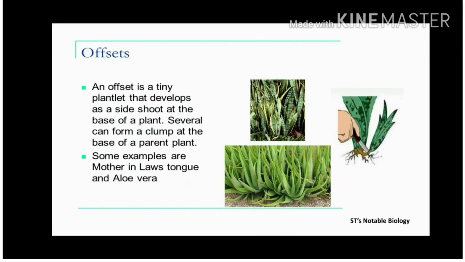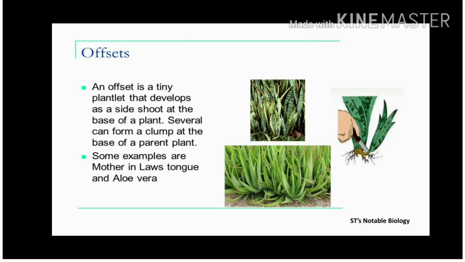So let's talk about the offset. An offset is a tiny plantlet that develops as a side shoot at the base of a plant. Several can form a clump at the base of a parent plant. Some examples are mother-in-law's tongue and aloe vera. See, aloe vera is a very common example. In the aloe vera plant, we can see the offset.